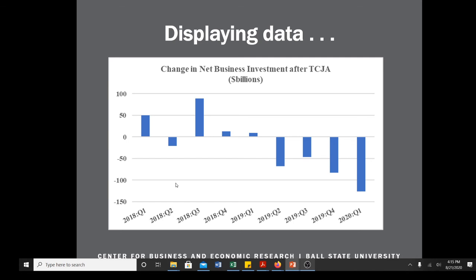There's other ways to display time series data. This is change in net business investment after the Tax Cuts and Jobs Act. These are quarterly data on business investment. We often see quarterly data presented in these columns. It's just another way to make comparisons. And if you look at some of the slides or some of the presentations that I have included in this class, you'll see where it's a particularly valuable way of displaying data. And there are some good visual rules about how you mix and match these types of graphics.